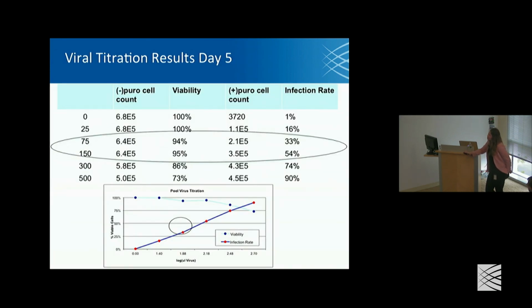So this is an example of what your day 5 results might show. You can see that with the minus puro cell counts, you're going to determine your viability. So that'll determine if your virus is causing any sort of cell toxicity, which can sometimes happen, especially at these higher doses. The plus puro cell counts are going to give you your infection rate, and you can see that at between 75 and 150 microliters, we're getting that 30 to 50% that we're aiming for. So that's the amount that we would aim to use for this particular cell line with this particular virus.